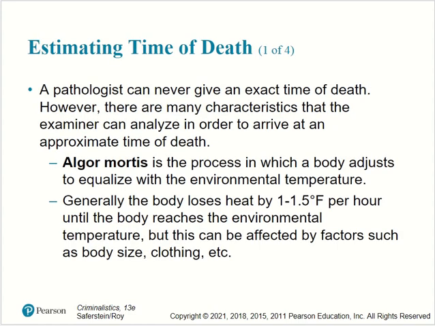Estimating time of death. A pathologist may never give an exact time of death. However, there are many characteristics that an examiner can analyze in order to arrive at an approximate time of death. Algor mortis is the process in which a body adjusts to equalize with the environmental temperature. Generally, the body loses heat by about 1 to 1.5 degrees Fahrenheit per hour until the body reaches the environmental temperature, but this can be affected by factors such as body size, clothing, etc.